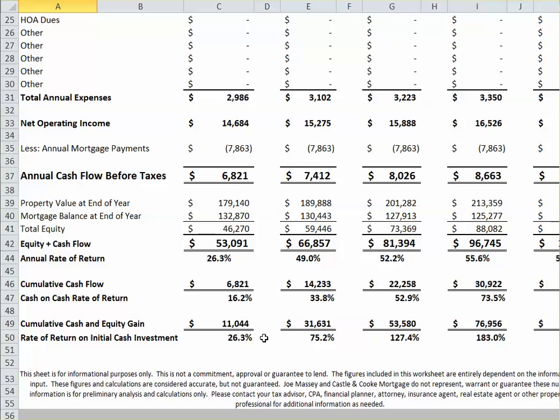Hopefully you're beginning to see the light and understand why so many millionaires say, you know what, I just bought some property, I managed it, I paid it off, and I made a lot of money. This is why they made a lot of money. This is the type of return.